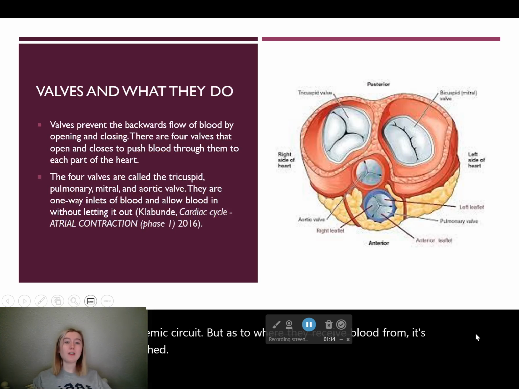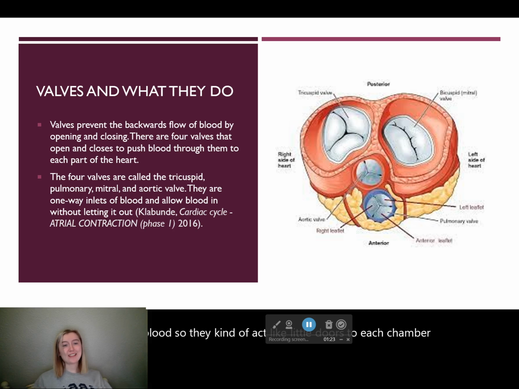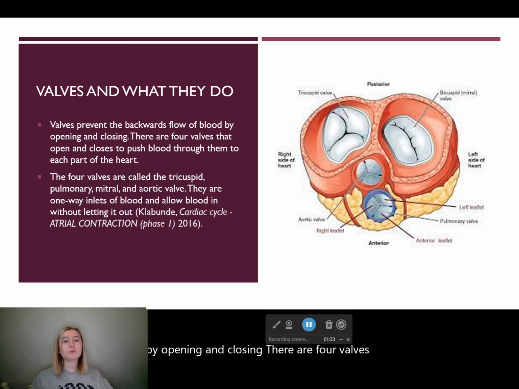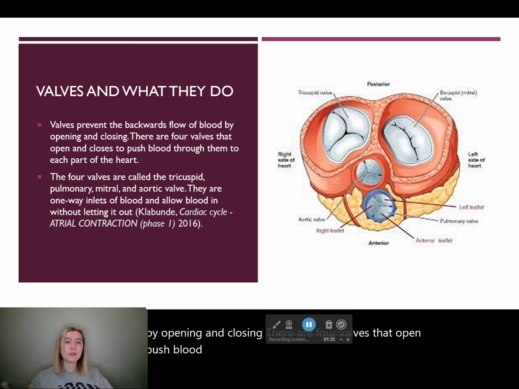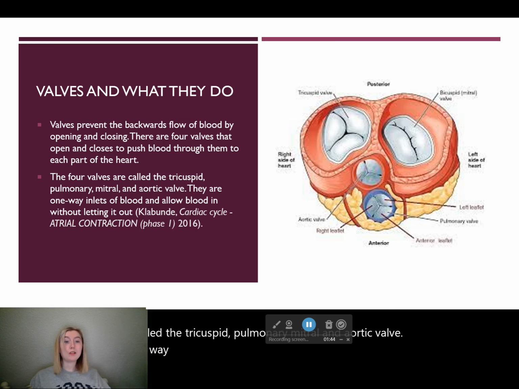Next, I want to talk about valves and what they do. Valves prevent the backflow of blood, so they act like little doors to each chamber of the heart, so that blood cannot flow back into that specific portion of the heart. They do this by opening and closing. There are 4 valves that open and close to push blood through to each part of the heart. The 4 valves are called the tricuspid, pulmonary, mitral, and aortic valve. They are one-way inlets of blood that allow blood in without letting it out, as I was saying.